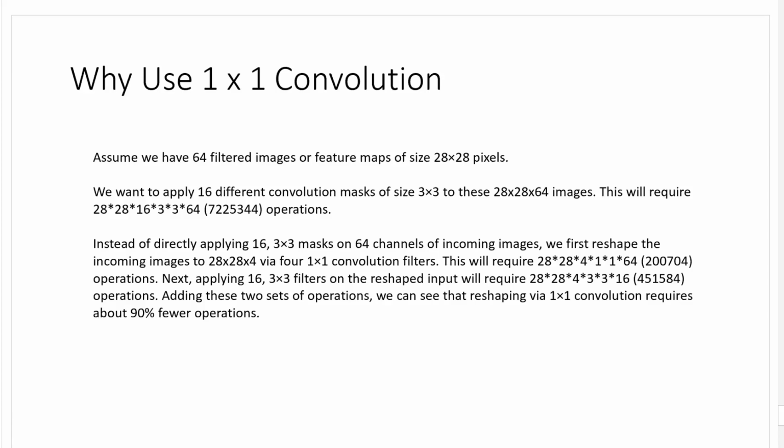So if we add up these two operations and compare them with the original number of operations, we'll see that we require 90% fewer operations. That means 1-by-1 convolution is able to save us a lot of operations. That means this allows us to speed up the training of a deep learning neural network, which is generally very, very time consuming. So that's the reason 1-by-1 convolution is popular and used for doing these kinds of things.